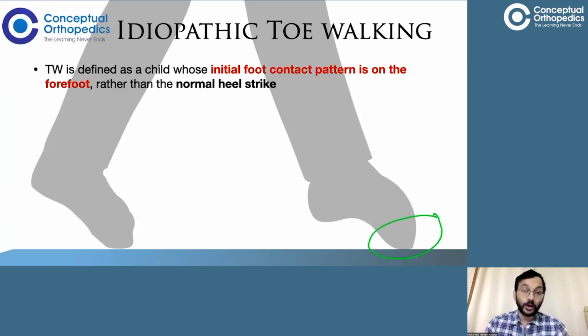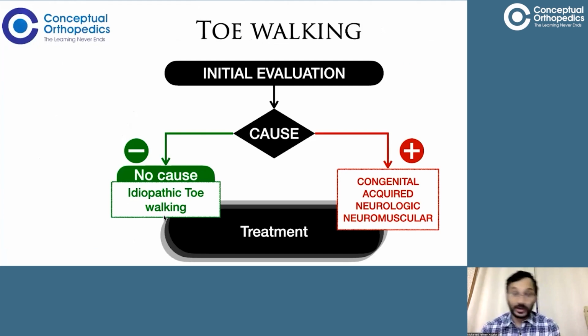Now, why do we call it idiopathic? We call it idiopathic because we do not really find a reason for this. But are there reasons why a child can walk on the toes without a heel strike? For that, we initially need to evaluate every child who comes to the outpatient department with this complaint and find out whether there is any cause or not. In case there is no other organic cause for the toe walking, then it becomes idiopathic toe walking.